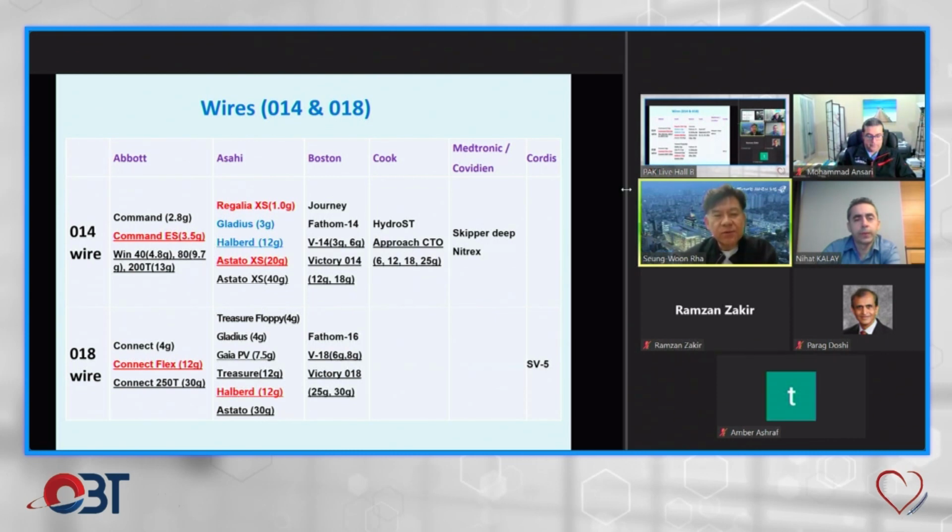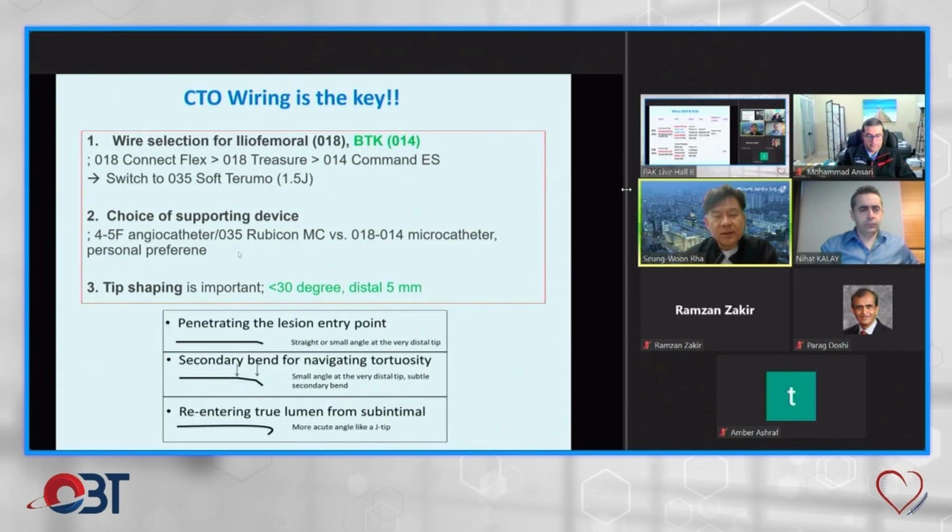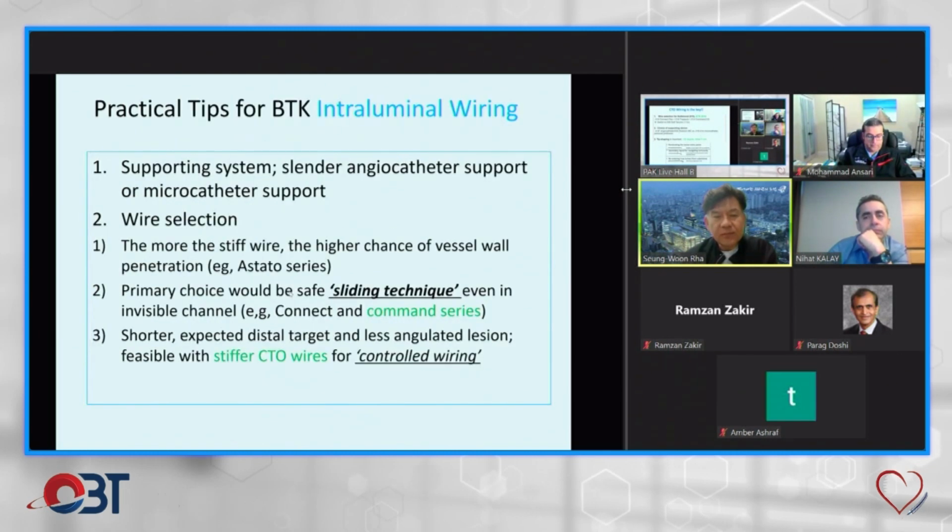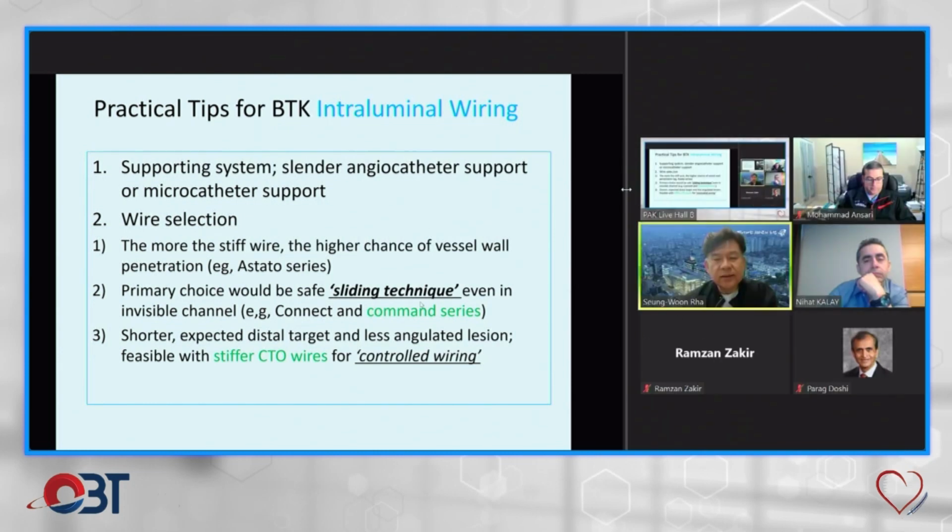The sliding technique, 3.5 milligram Command ES series, or for some selective CTO wiring, I prefer to use the RSI wire series. The CTO wiring is the key for the stump, especially short segment CTO stumpless wire entering. For stiffer short segment navigation, the tip shaping is important. The sliding technique with the Command series is good, but for the stiffer CTO, with the RSI series stiffer wire, controlled wiring is important.